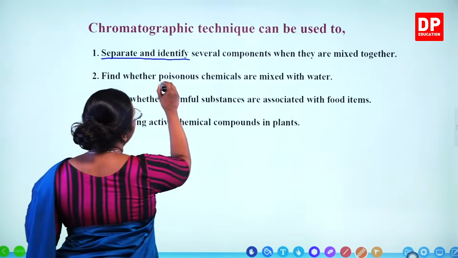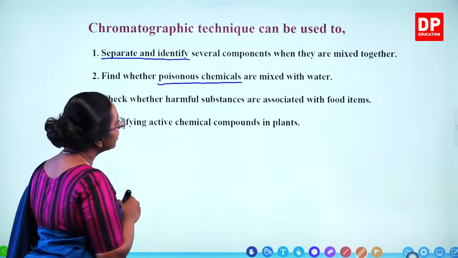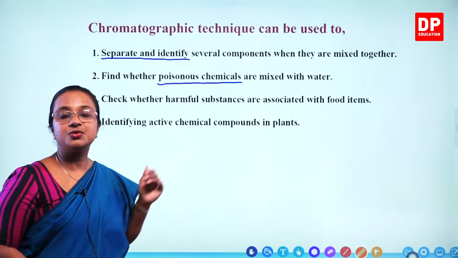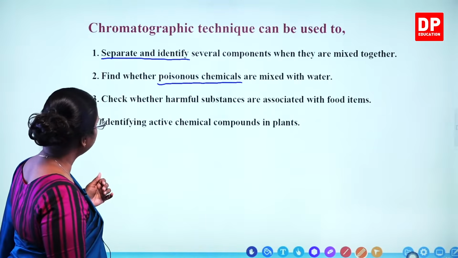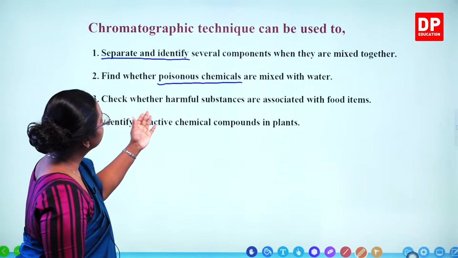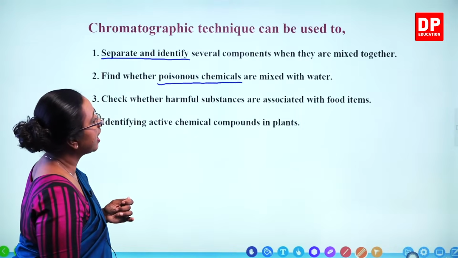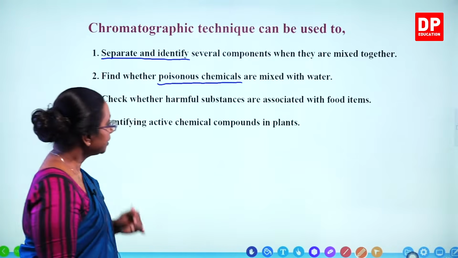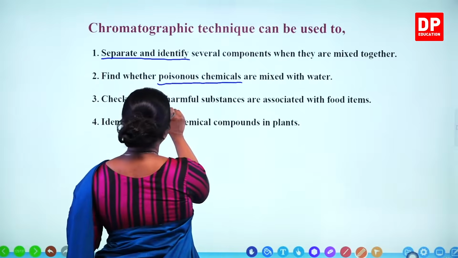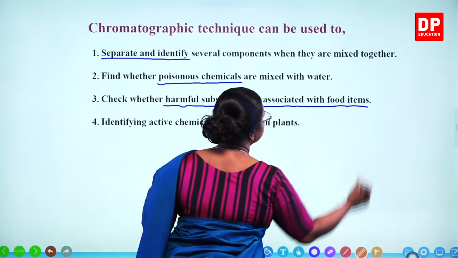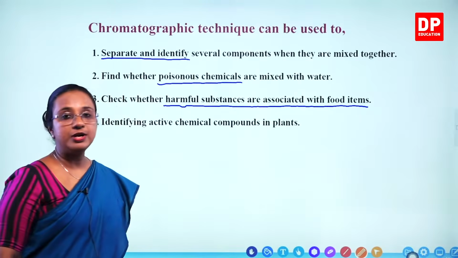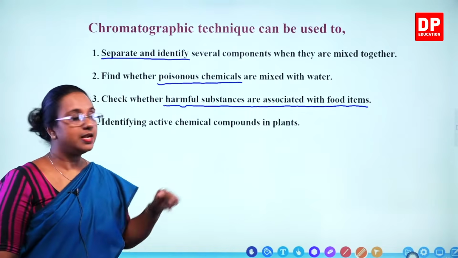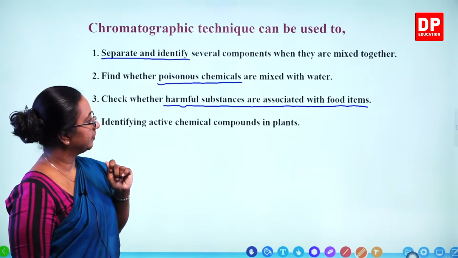So, to identify whether poisonous chemicals are mixed with water, we can also use chromatographic techniques. We can also check whether harmful substances are associated with food items. If you consider these two examples, now here, water.